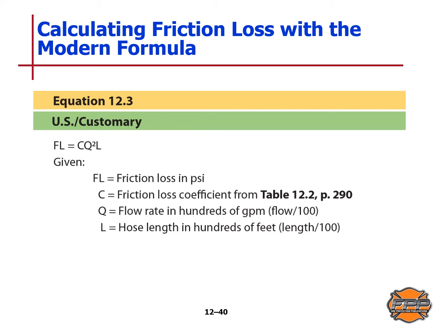Using equation 12.3 from your book, you have friction loss equals CQ squared L, where FL equals friction loss in psi. C is the friction loss coefficient from table 12.2, which is on page 290 of your text. Q is the flow rate in hundreds of gallons per minute, and L is the hose length in hundreds of feet.